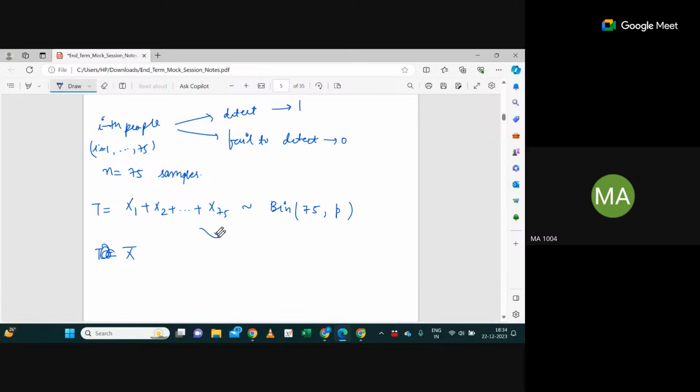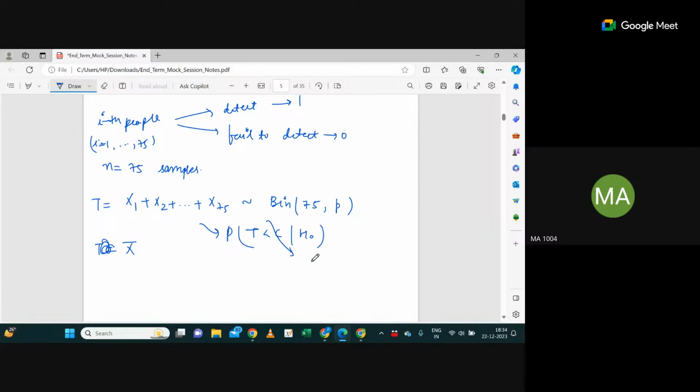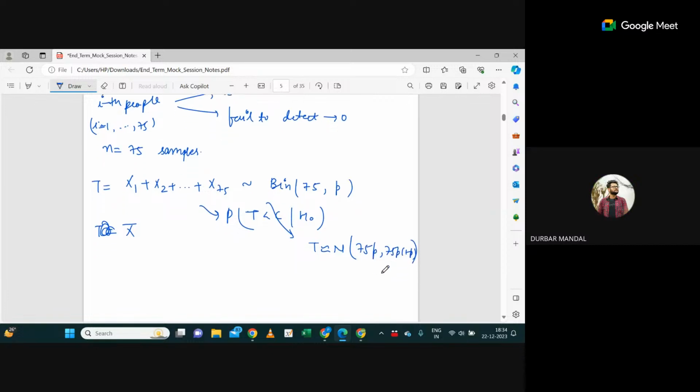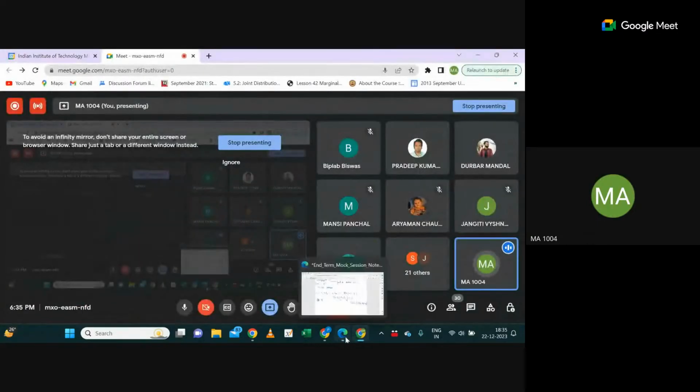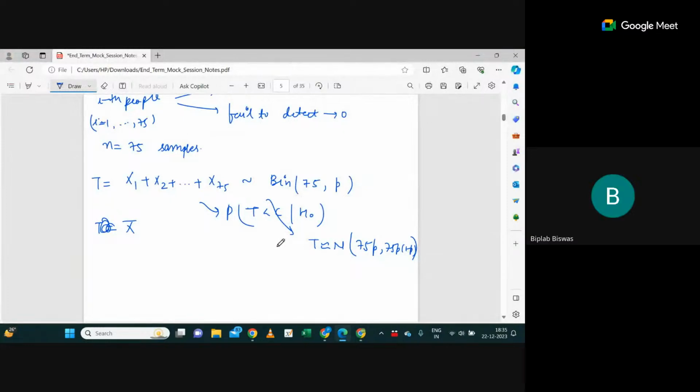Okay, let me tell you this one also. If you go with this one, then it will be T less than C under H0, right? Then what will be the distribution of T? Since n is large, it will be normal. What will be the mean? 75p, and variance 75p(1 minus p), right? Everyone is getting this point, how I am converting this one? Yes, agreed.